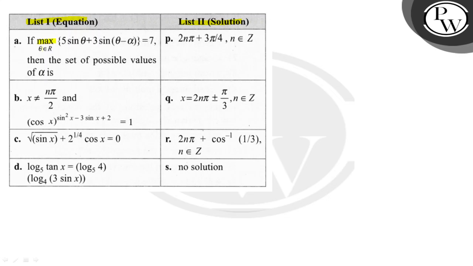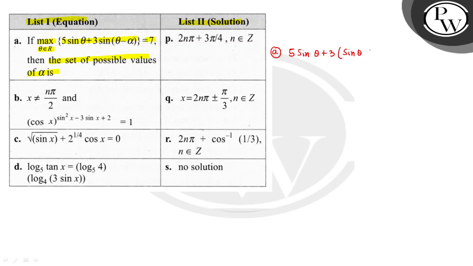If the maximum of theta belongs to R, 5 sine theta plus 3 sine of theta minus alpha is equal to 7, then the set of all possible values of alpha is... We have to solve this problem. So first of all, you start with question A, that is 5 sine theta plus 3 sine of theta minus alpha.